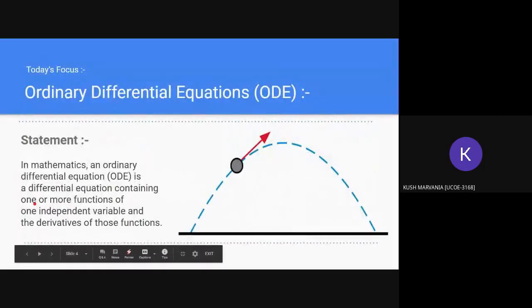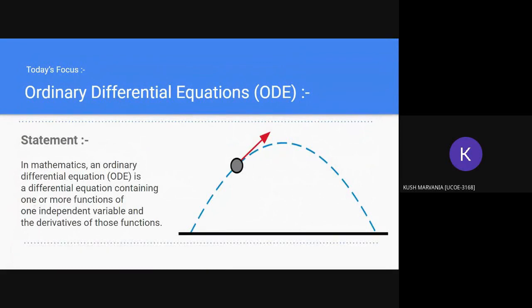So we'll just move on. Now, as we are somewhat familiar with inverse Laplace transformation, let's start with our topic's highlight, which is ordinary differential equation. For this session, we will just call it ODE. According to the statement, an ODE can be described as a differential equation containing one or more functions of one independent variable and the derivatives of those functions. This means an ordinary differential equation is an equation that involves ordinary derivatives as opposed to the partial derivatives of a function.